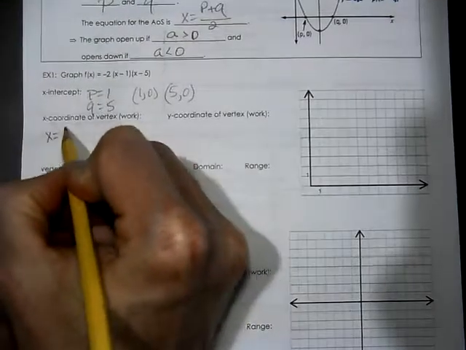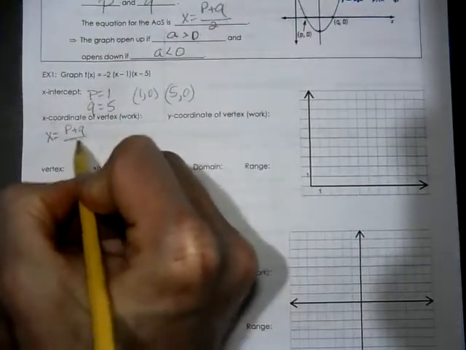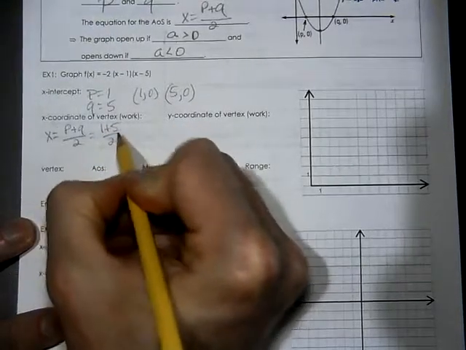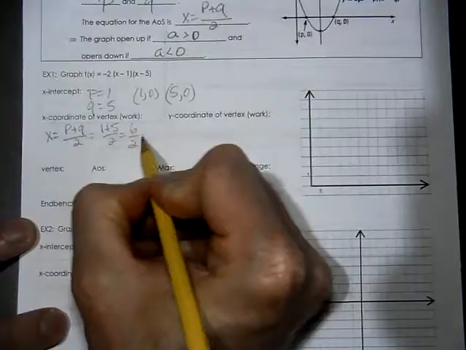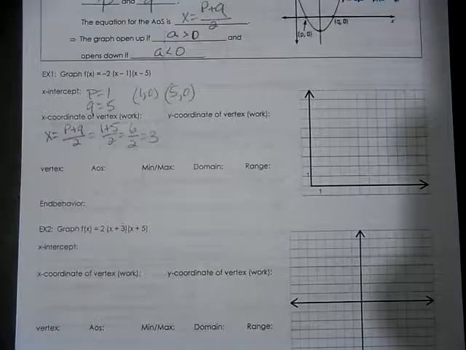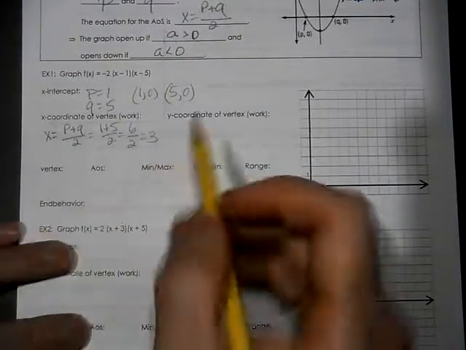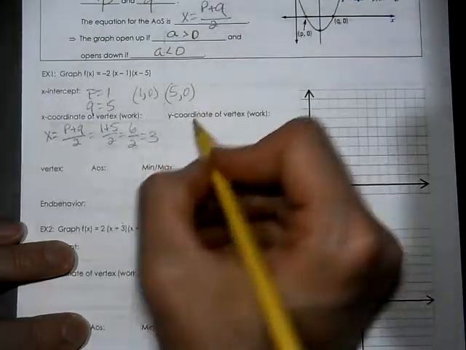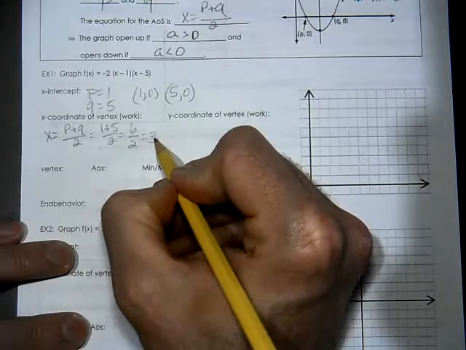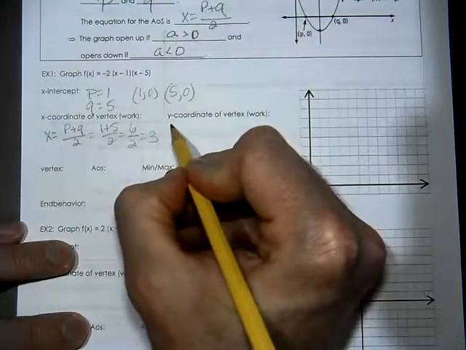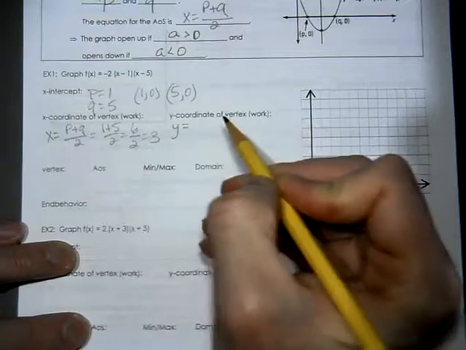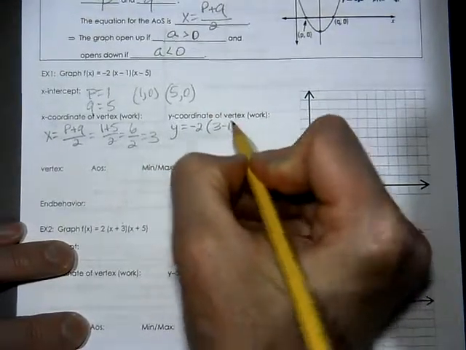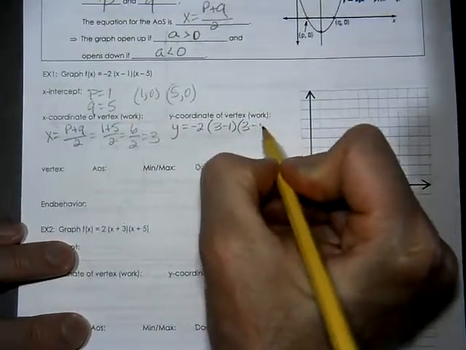To find the vertex, we have to do some work. We have to do x equals p plus q divided by 2. So we're going to have to do 1 plus 5 divided by 2, which is 6 divided by 2, which calculates to be 3. So the y-coordinate of the vertex is going to be plugging that 3 back into the equation. So the y value is going to be negative 2 times 3 minus 1, 3 minus 5.